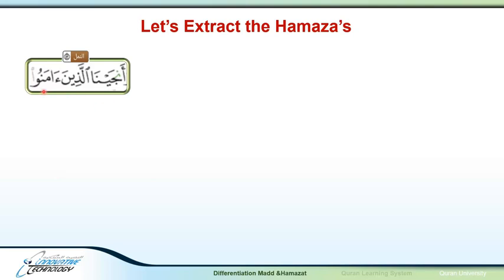We realize that there is a Hamza here at the beginning of Anjayna, this Hamza. And then there is another Hamza here in the beginning of Alladina. And there is another Hamza here at the beginning of Amanu. We're now going to take another example, and let's listen for that.